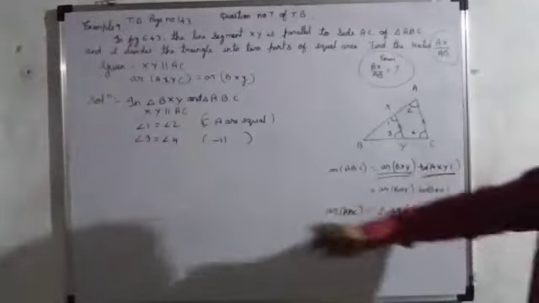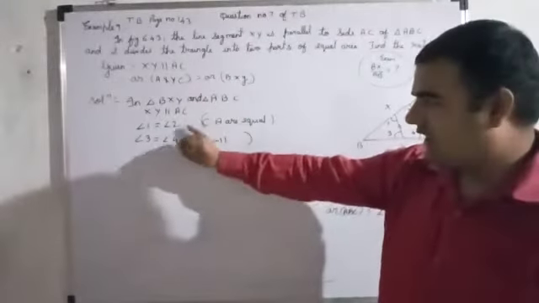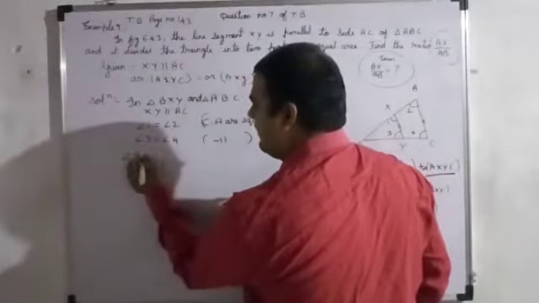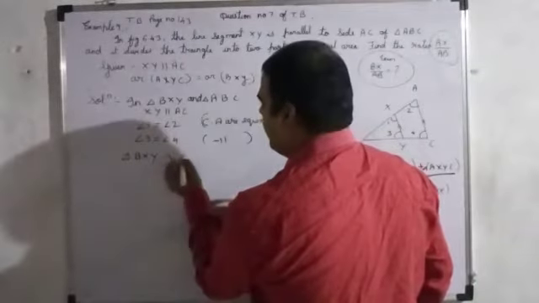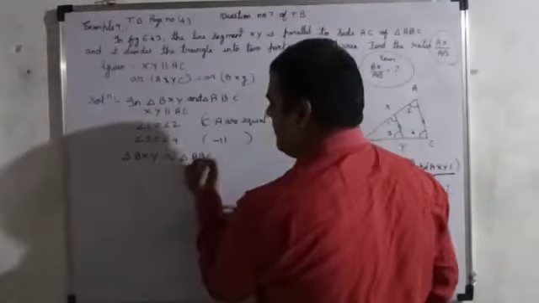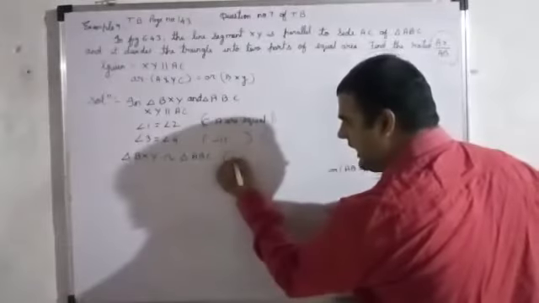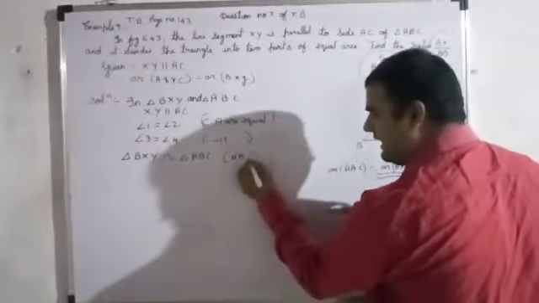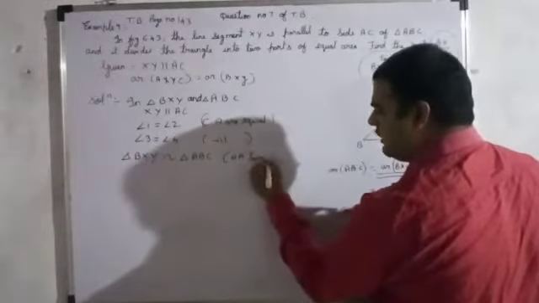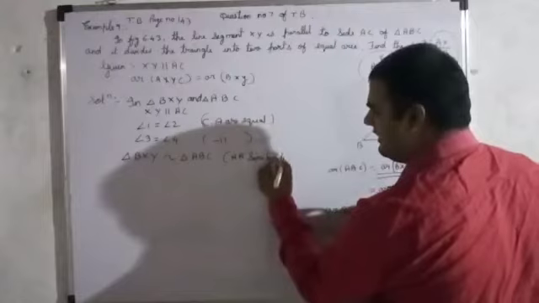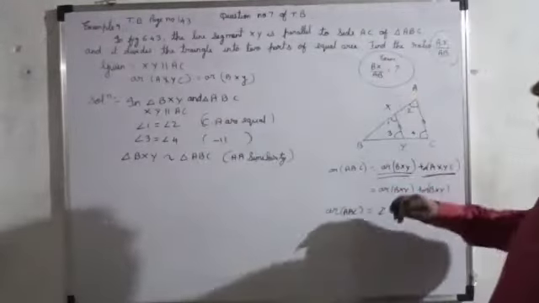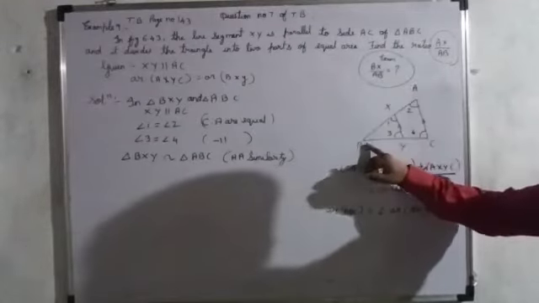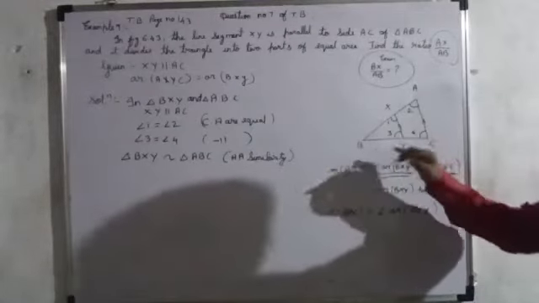So now you can see these two triangles are similar by angle criteria. So triangle BXY is similar to triangle ABC by angle similarity. That much is proved. The next step is very easy. What you need to do is find BX upon AB. It means area of triangle BXY upon area of ABC, can we take?